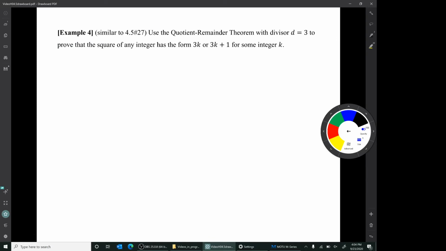In the next example, we will use the quotient remainder theorem with divisor d equals 3 to prove this. The square of any integer has the form 3k or 3k plus 1 for some integer k. And we'll use the structure of the proof by division into cases. First, let's write this formally.